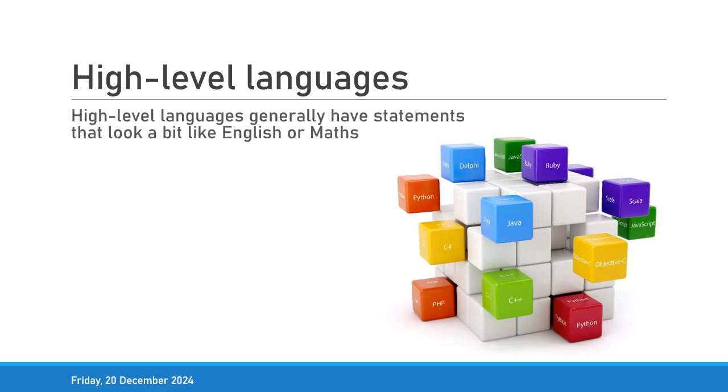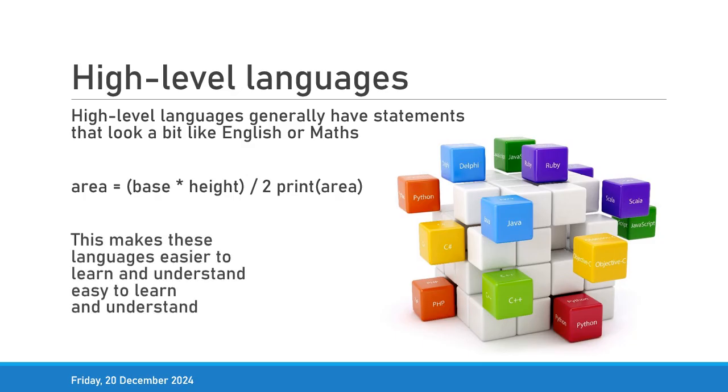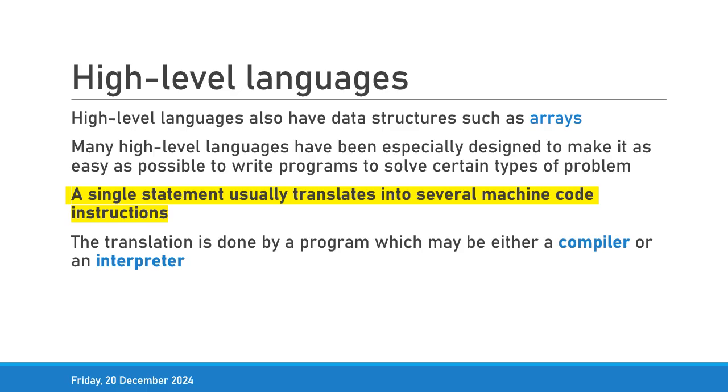Higher level languages, thankfully, is where we don't need to write in insane language and we can talk more in maths and English. Writing in high level languages makes it easier to learn, makes it easier to read as well. It also means that we can do more complex things like have arrays or write to files and stuff. But because we're writing such complicated things, a single statement usually translates into several lines of machine code instructions. The translation is done by a program which may be either a compiler or an interpreter.